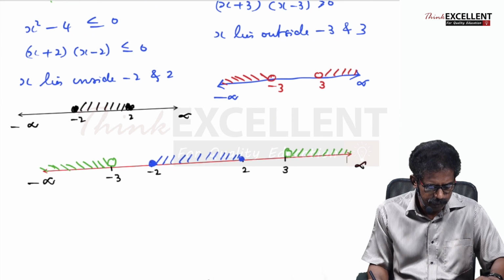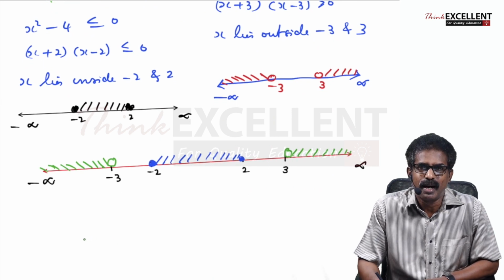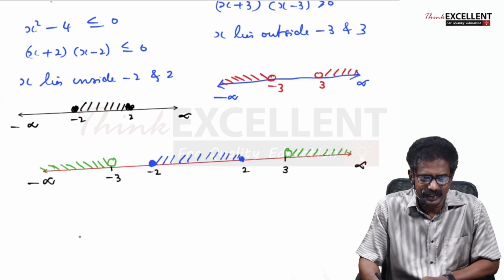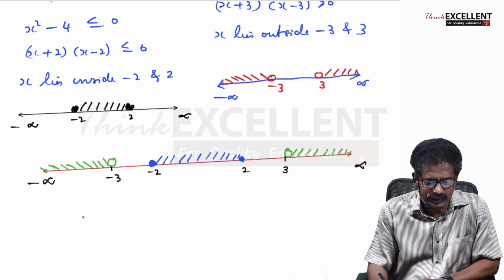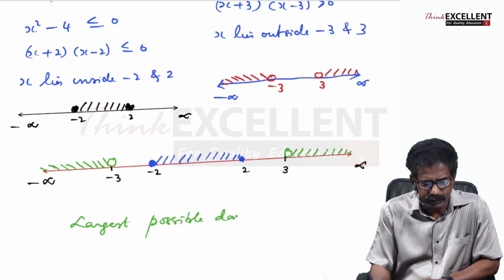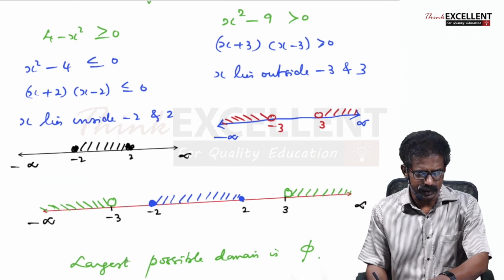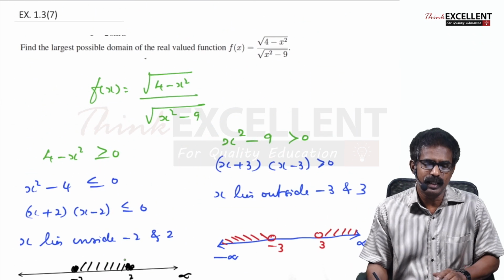Which portion is common in both? What is common? Nothing is common, right? So what is your answer? Largest possible domain. Largest possible domain is empty set, because nothing is common here. So your answer is what? Empty set. So hope you understood thoroughly the domain.